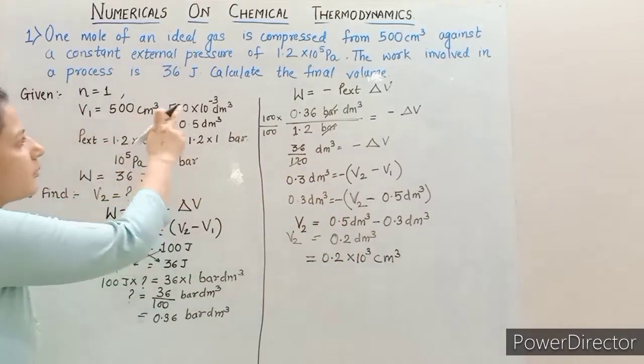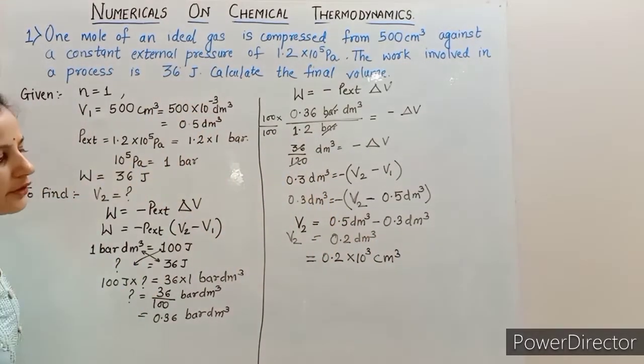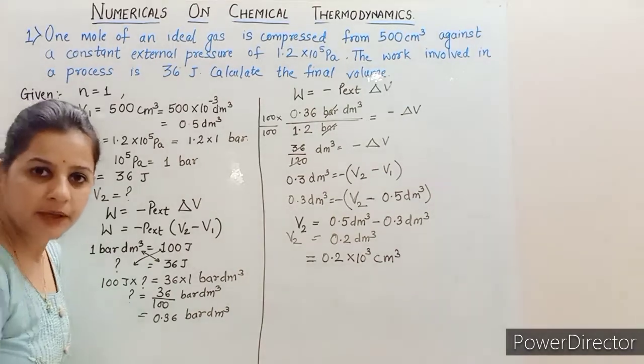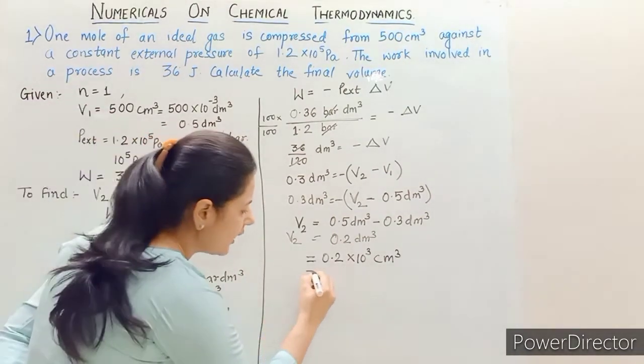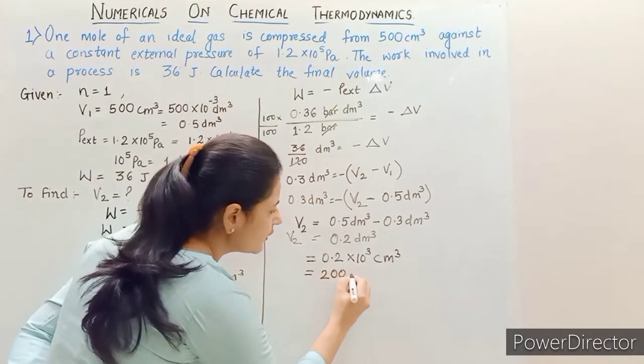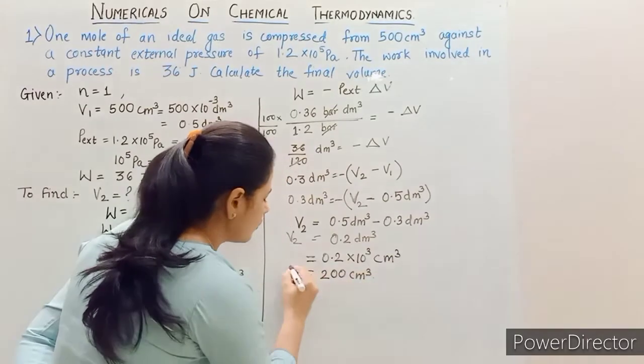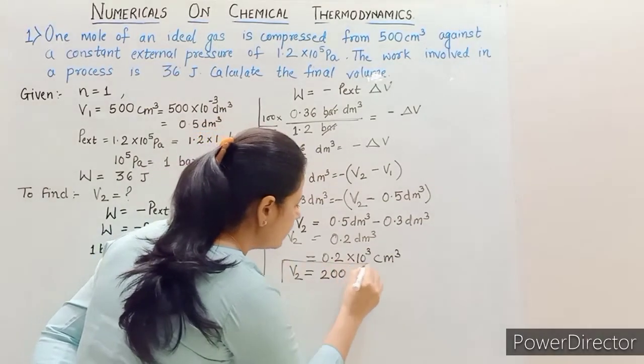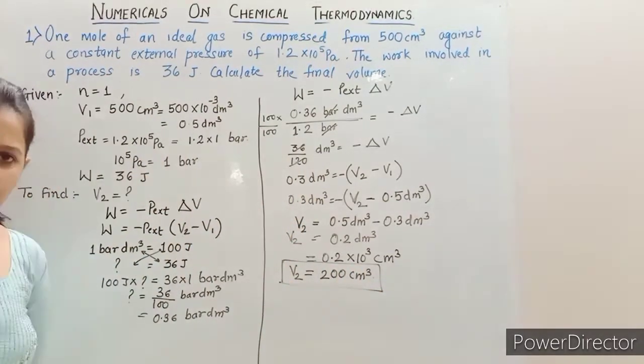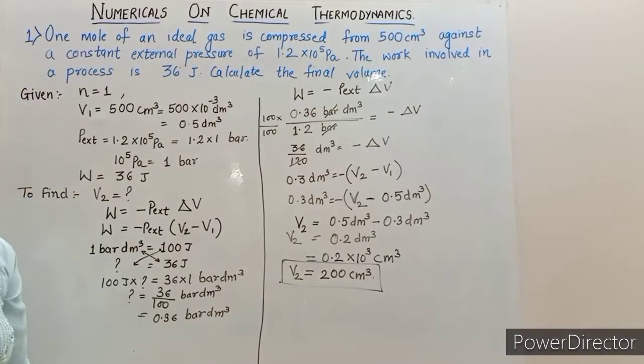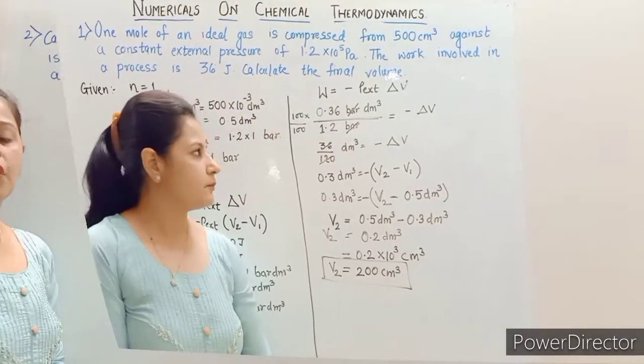What did we do to convert this into decimeter? We multiplied it by 10 raised to the power minus 3. Now here we will multiply it by 10 raised to the power plus 3, and that is nothing but 200 centimeter cube. So this is your final volume. Okay, have you understood? Okay, now let's move to the second.